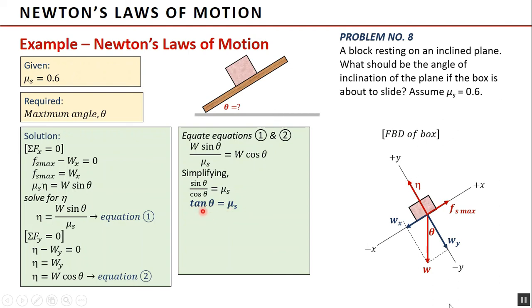Wow, we did it! As you see, the normal force and weight are already eliminated. And we can now solve for the angle theta since we have μs from the given information. We see also that this equation is independent of the weight of the box. Now, the moment we are waiting for. Let us solve for the maximum angle, theta.